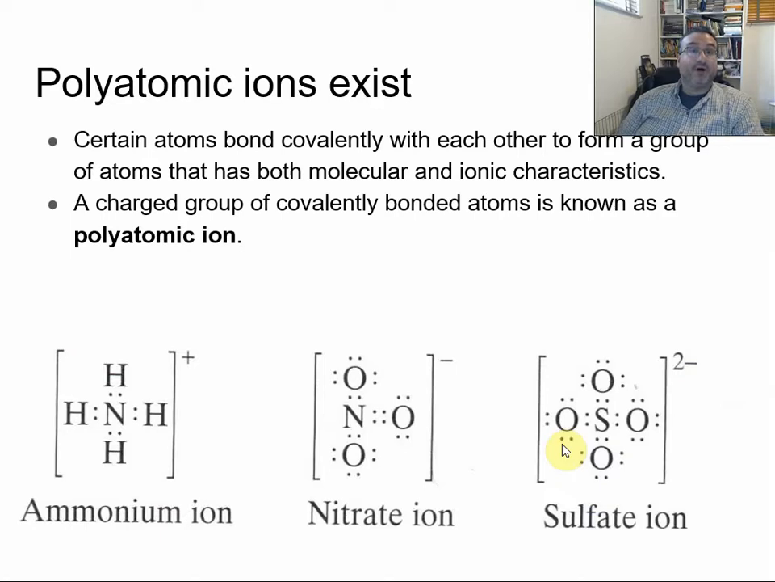There are even polyatomic ions. Certain atom groups covalently bond with each other, and there is a group of them. Overall, the group has a charge and is called a polyatomic ion, many atoms together having a charge, such as ammonium. This is not nitrogen hydride. This is a commonly known group called ammonium. Nitrogen and hydrogen are involved in the group, and overall the group has a positive charge.